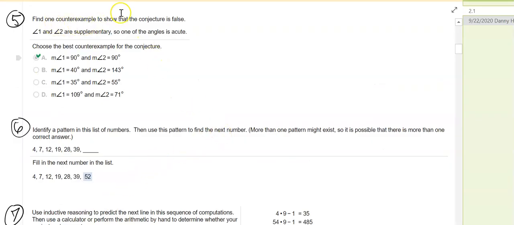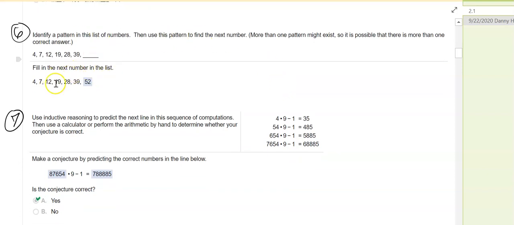And so in this one, we want a counterexample. Angle 1 and angle 2 are supplementary, so this means that they add to 180 degrees. The conjecture is that one of the angles is acute. So we need to find an example where two angles add to 180, which proves that they're supplementary, but where the angles are not acute. And so this is an example: 90 plus 90 is 180, so that satisfies supplementary. But 90 and 90 are not acute angles, they're both right.